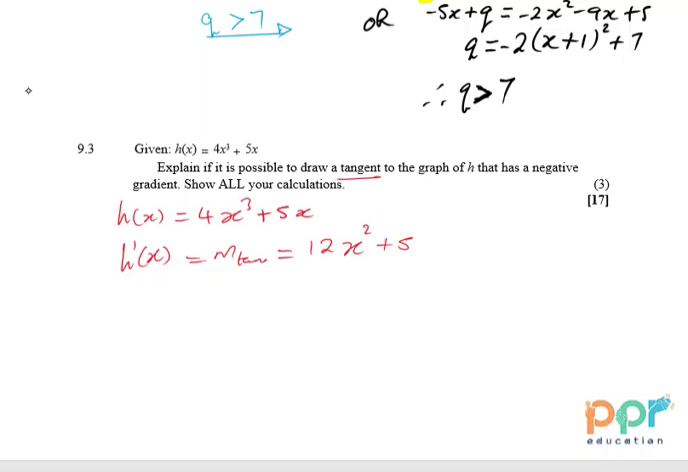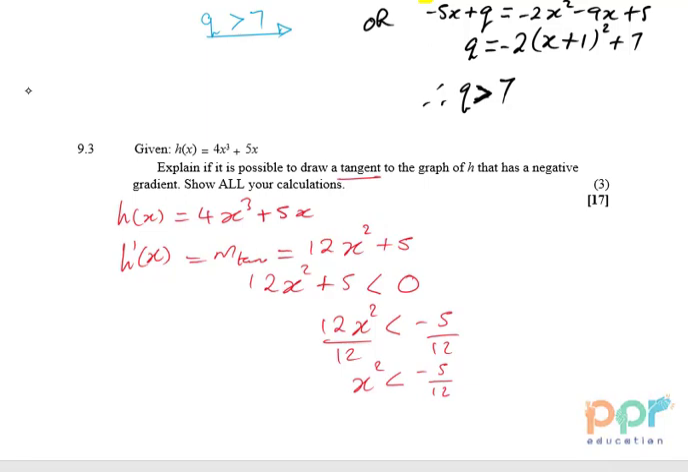Now, they ask whether it is possible for this graph of h to have a gradient that will be negative. It means since this is the equation of the gradient, is it possible for me to get a negative gradient? Now, I will say 12x squared plus 5, is it possible for it to be less than 0? Now I need to simplify it further. Let me transpose the 5 to the right hand side. I will be left with 12x squared less than minus 5 divided by 12. And then x squared is less than minus 5 over 12.